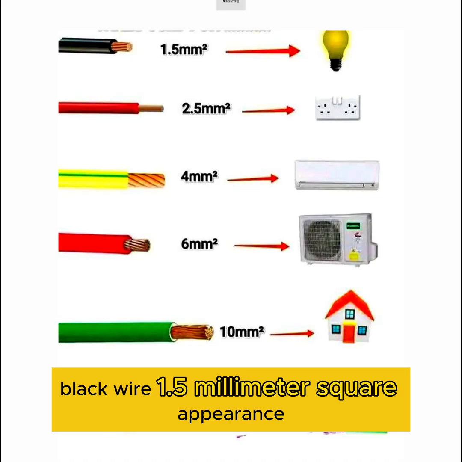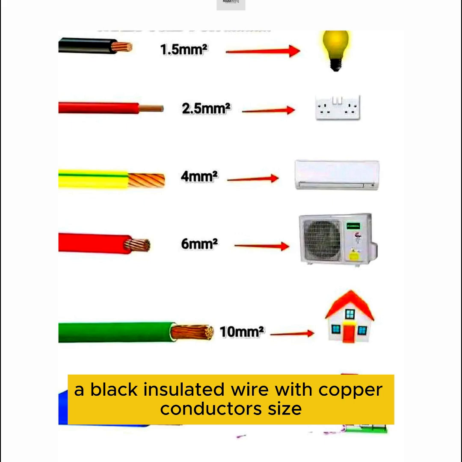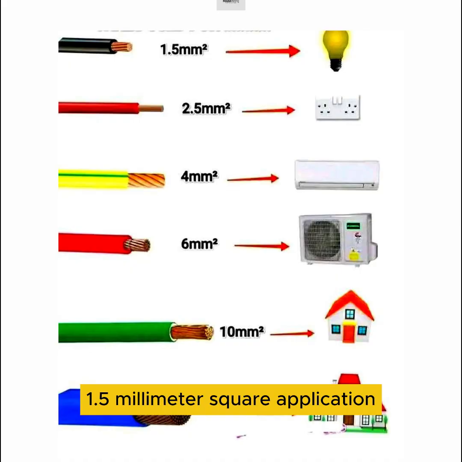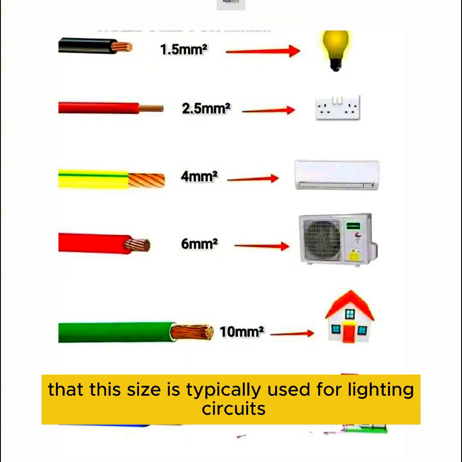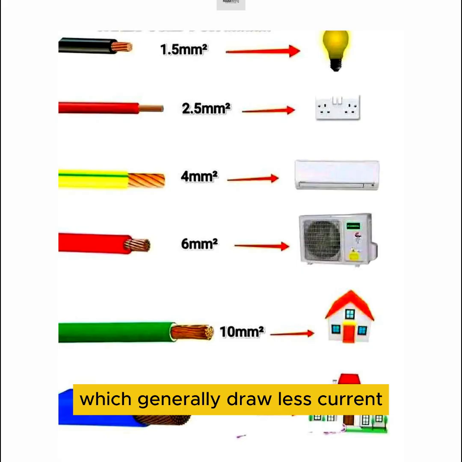Black wire, 1.5 millimeter square. Appearance: a black insulated wire with copper conductors. Size: 1.5 millimeter square. Application: an arrow points to a light bulb, indicating that this size is typically used for lighting circuits, which generally draw less current.